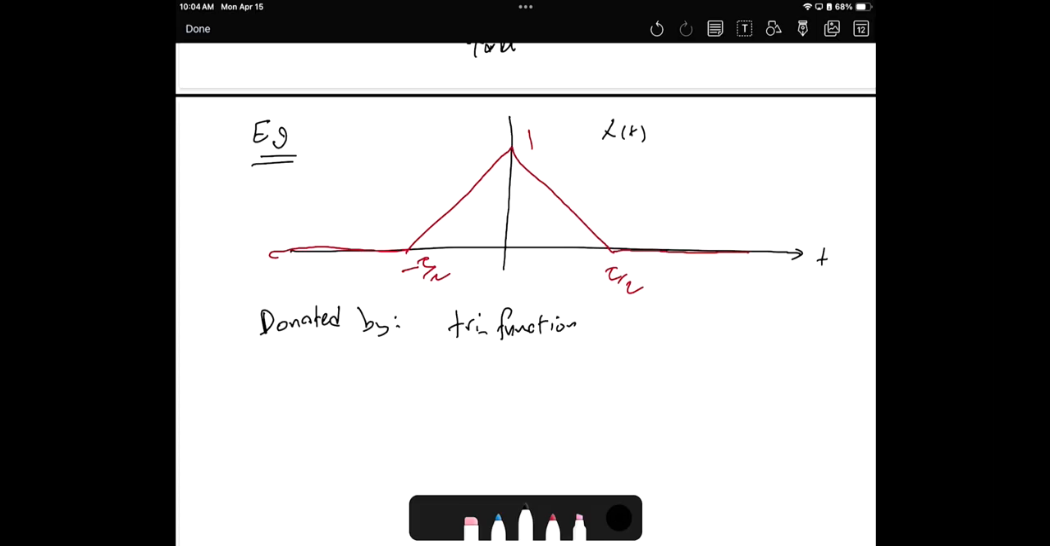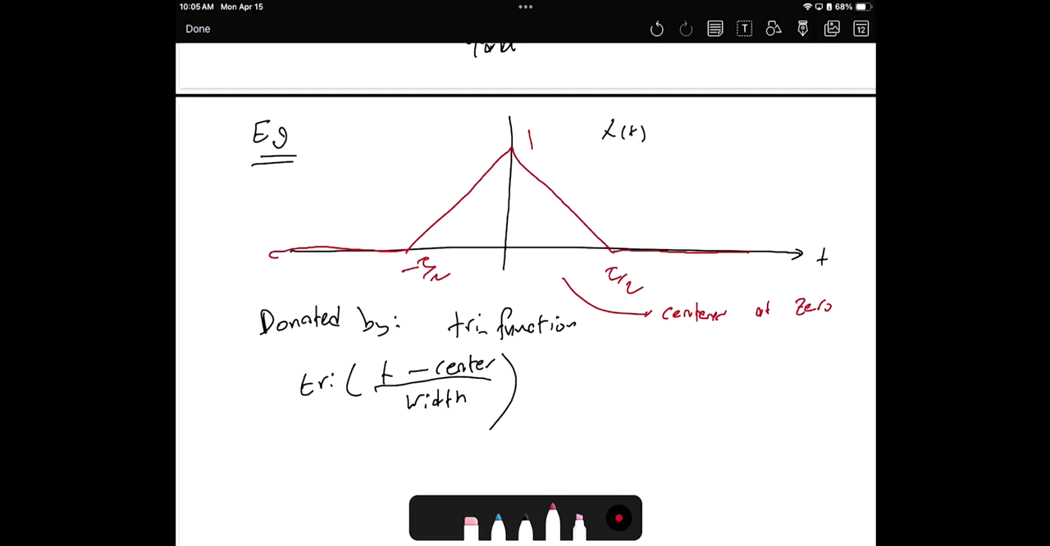Okay, so how can we manipulate the tri function? Basically, the tri function will be t minus center over width. Something very similar to what we discussed for the rects. So look here at the center. This function is centered at 0, which is the origin. And the other thing, which is the width, is tau over 2 minus minus tau over 2, which will make it tau.